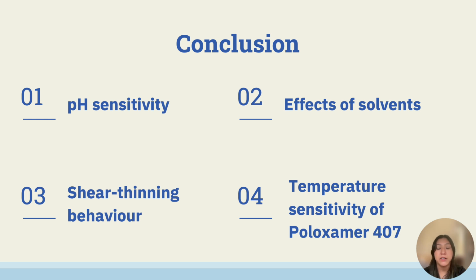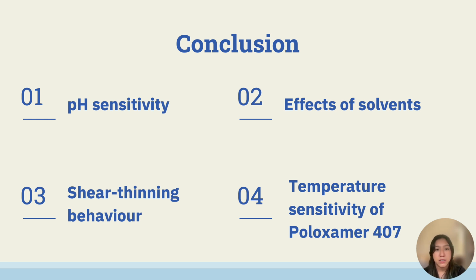In conclusion, when it comes to pH sensitivity, Carbomer 940's viscosity increases with pH due to the ionization of its carboxyl groups, making it a versatile agent for formulations requiring pH adjustments. With the effects of solvent, water maintains some gel structure due to its polarity, while ethanol disrupts the gel network more, leading to a sharper decrease in viscosity. As for shear thinning behavior, Carbomer 940 gels exhibit shear thinning, which allows them to be spread more easily when applied, but remain stable otherwise.